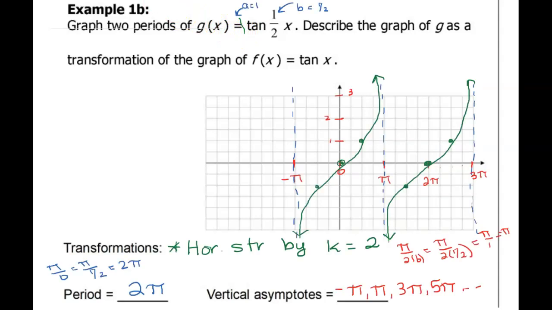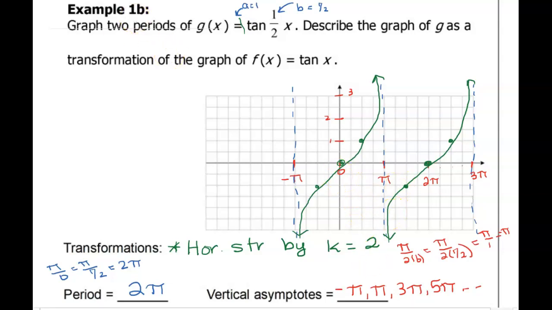All right, so hopefully you worked this one out on your own. When you take your b, which is just 1/2, and you do pi over b, pi over 1/2, remember you divide by a fraction, same as multiply by the reciprocal. So you get that the period is 2 pi. That means in a 2 pi span of space, you start repeating your graph over and over. Then you get your vertical asymptotes by pi over 2b, and when you reduce that, you just get pi. So at negative pi, pi, and then odd multiples, so 3 pi, 5 pi, 7 pi, 9 pi, and so forth. But you could also go negative, negative 3 pi, negative 5 pi, and so on. So when you connect the dots, it looks like this.